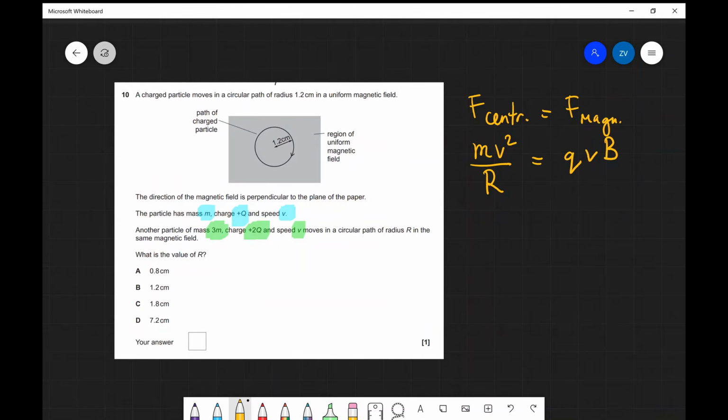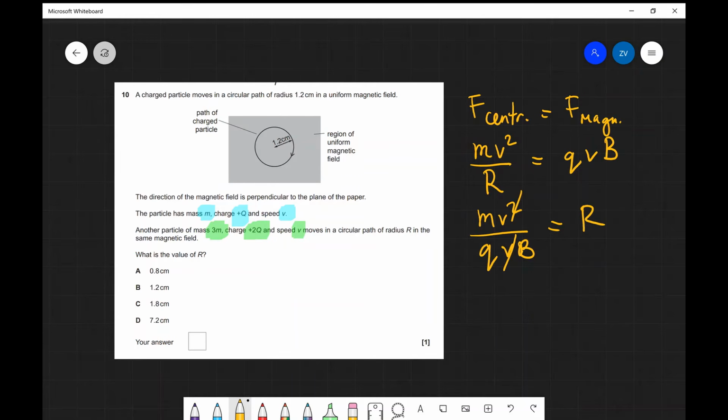Now what we can do is rearrange for r. All I need to do is swap those two to rearrange for r, and we're going to get that mv squared divided by qvB is equal to r. Now we can also do a little bit of cancellation, so we don't really need that v at the top, and we don't need this v over there at the bottom.